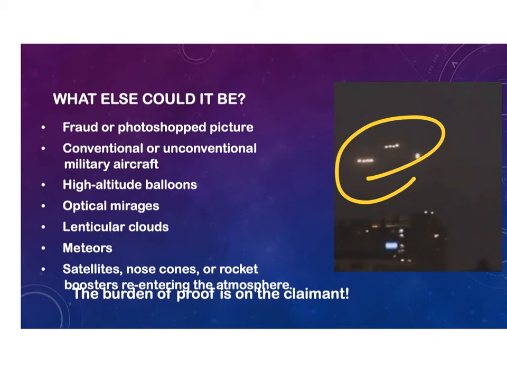So, the military tests all kinds of airplanes and drones and all these kinds of flying objects. It may not be in their interest to always identify an interesting unidentified flying object because we don't want to take credit for it, because you have to keep things secret. Could be high altitude balloons, optical mirages, lenticular clouds, meteors. Those are all things that make lights and shine and move. They could be satellites, or nose cones or rocket boosters re-entering the atmosphere.